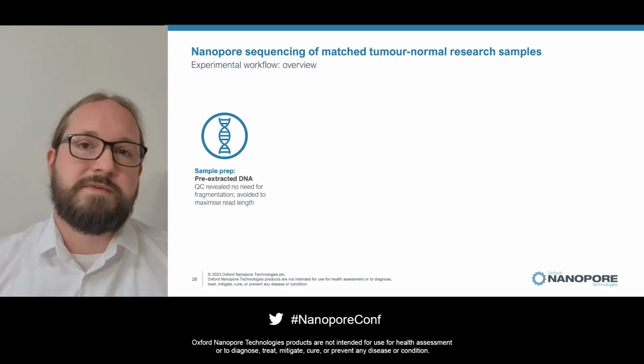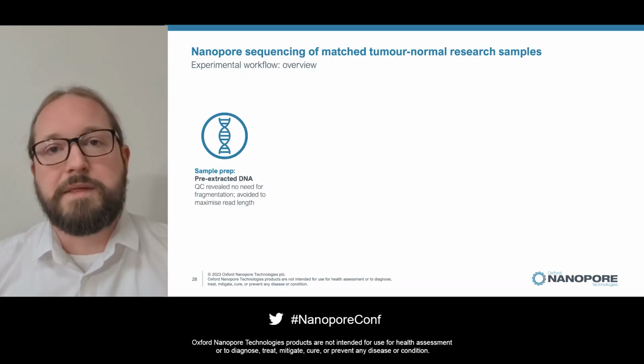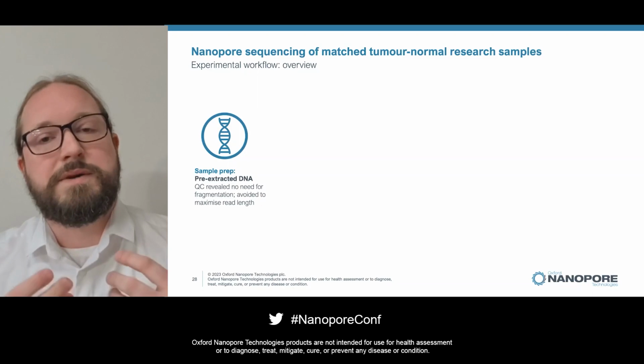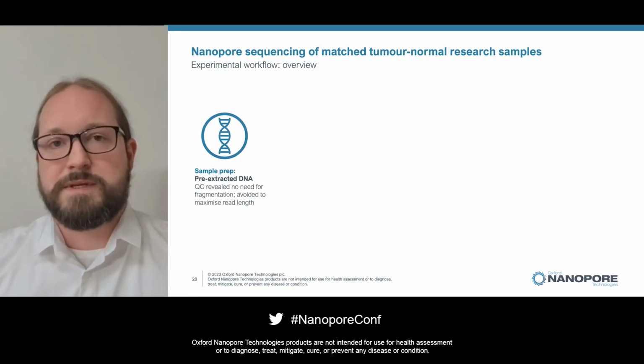So basically, we found that there is no need for light shearing, because we wanted to maintain the maximum read length of those samples. And then also, the quantity or the sample amount we had was very limited. So in this case, we decided to skip size selection.